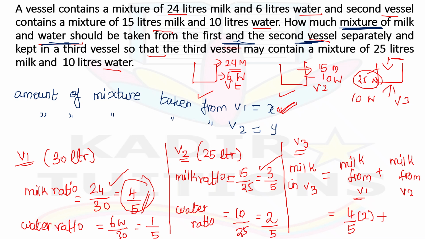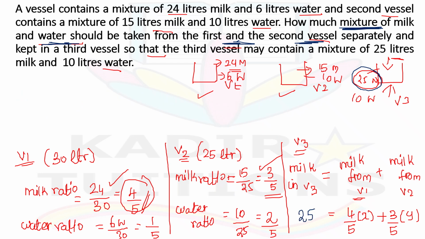Plus, we are going to take the milk from vessel 2 also, right? How much milk are we going to take? It is 3 by 5 of y. Why are we putting y? Because the amount taken from vessel 2 is considered as y. So after taking the milk from vessel 1 and milk from vessel 2, totally how much milk in vessel 3 are we having? It's nothing but 25. So we framed one equation, right? So mark this as equation 1.